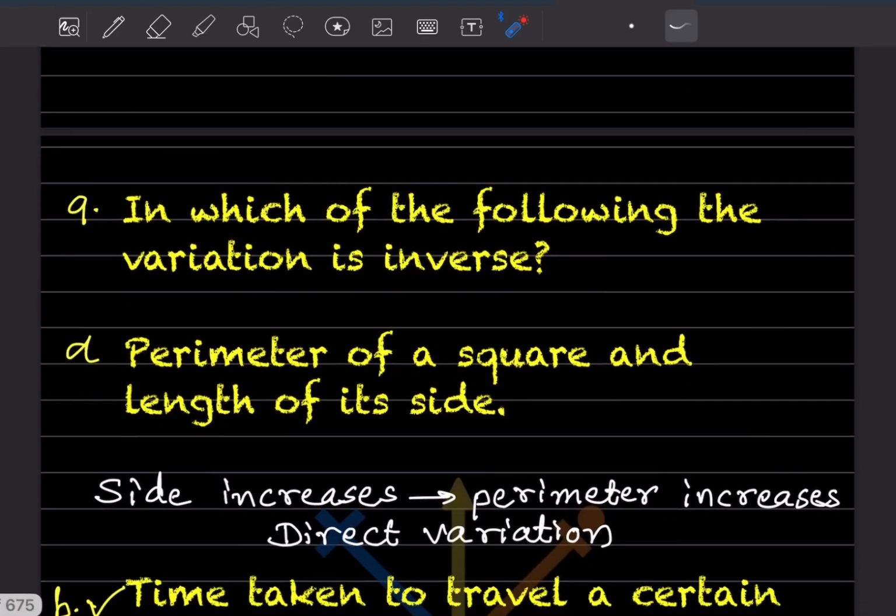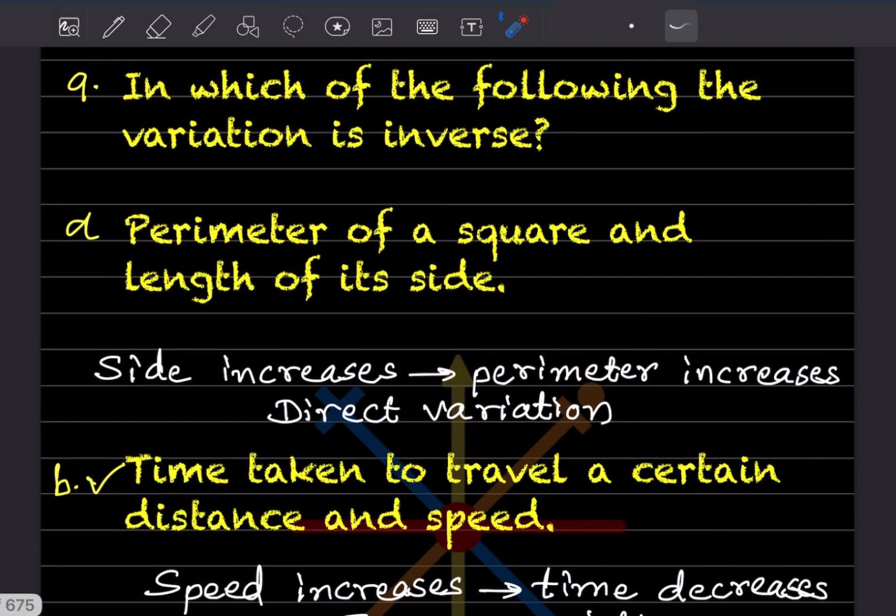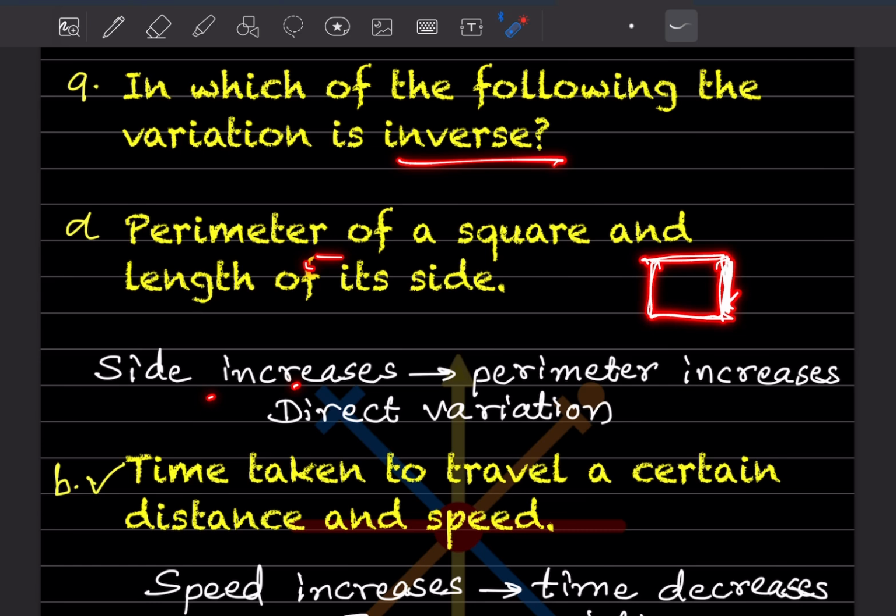In which of the following is the variation inverse? Perimeter of a square and length of its side. Here we can see perimeter, this is a square. Perimeter means sum of all the sides, and this is only the length of one side. They said which is inverse. As the side increases, the perimeter is also going to increase. So this one is a direct variation.